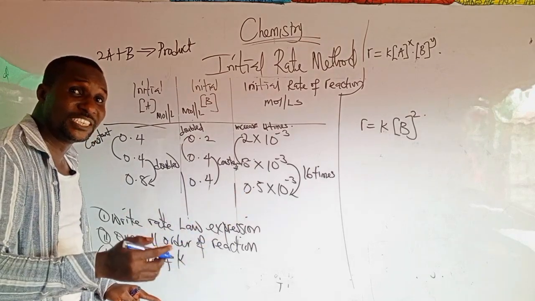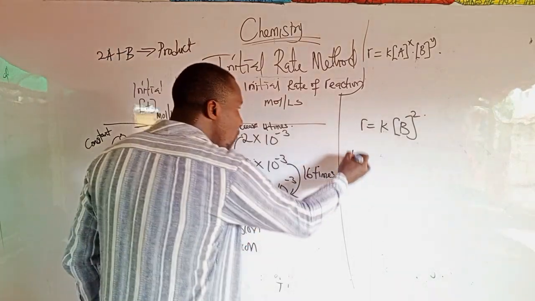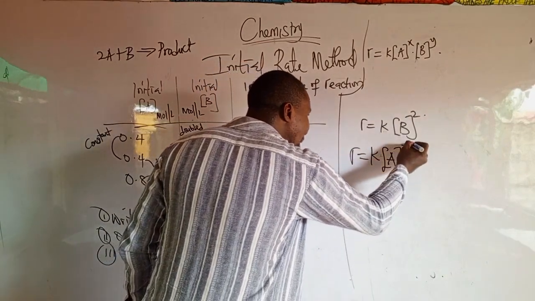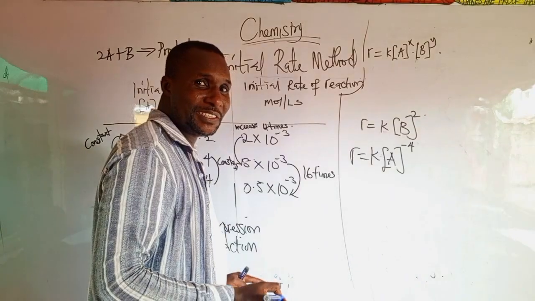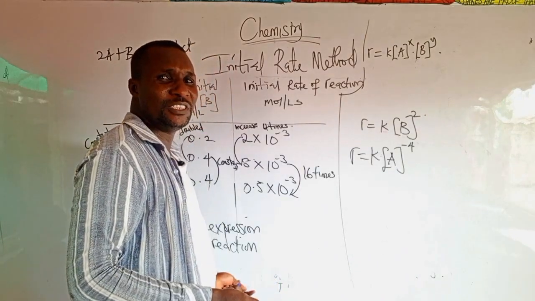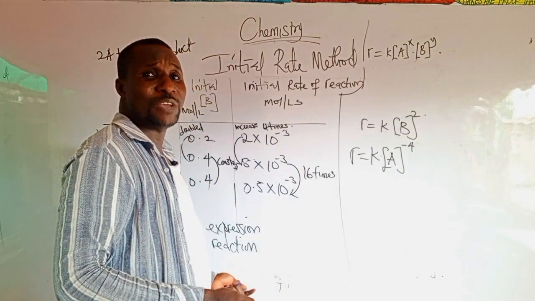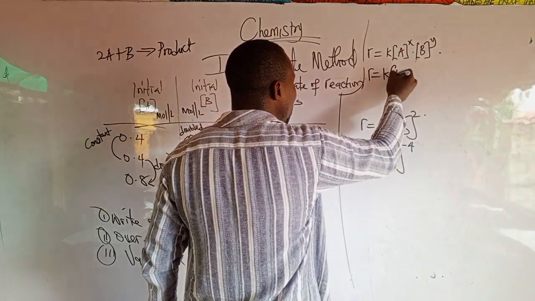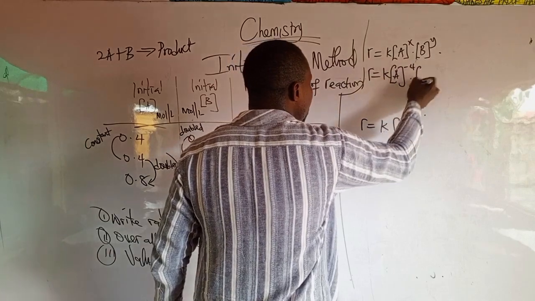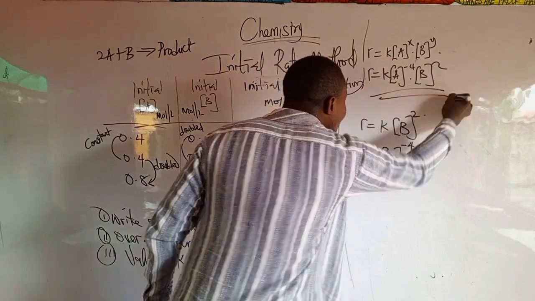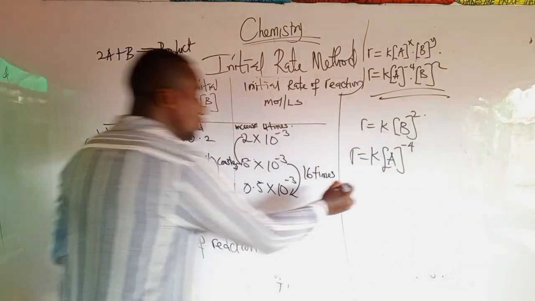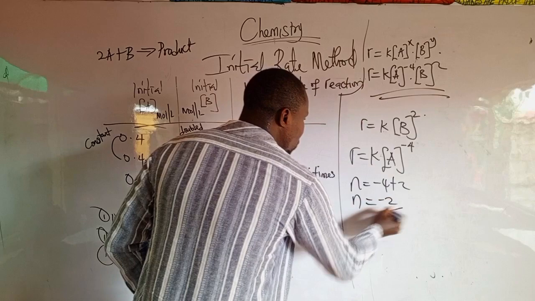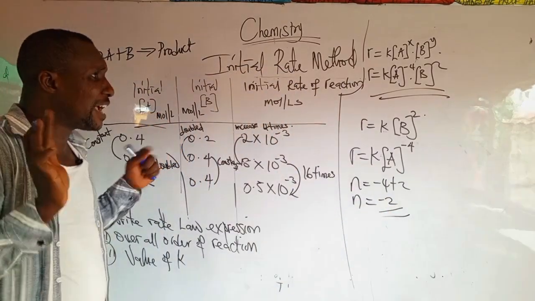And I told you decreases means inverse. That means for A, the order of reaction will be raised to power minus 4. If it is an objective question, you don't need to calculate. Therefore, R will be equal to K[A] raised to power minus 4, [B] raised to power 2. That is your answer. The overall order of reaction will be minus 4 plus 2, which is minus 2. You don't need to calculate anything.